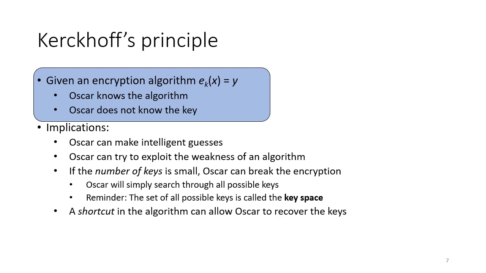So one of the techniques that people use today is to make the key space very large, which means that you have so many possible keys that it is fairly difficult for Oscar to do a brute force search of all the keys. A shortcut also in this algorithm can allow Oscar to recover the key. So you need to make sure that there are no trapdoors or shortcuts in these algorithms that people have implemented.